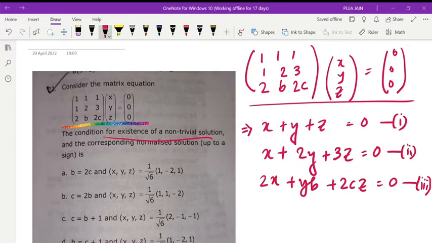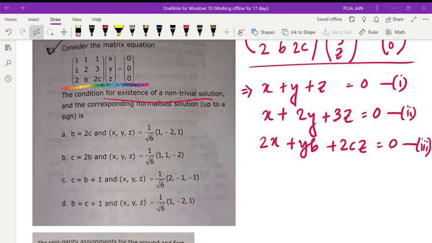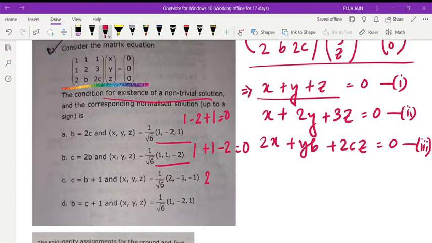Now, since options are given, we will go with the options. You see one thing, in this first equation, x plus y plus z, using this option 1 minus 2 plus 1, we are getting 0. If we use this, we are getting 1 plus 1 minus 2, that is also equal to 0. 2 minus 1 minus 1 is also 0, and 1 minus 2 plus 1 is also 0. So this first equation, we are not going to use it.